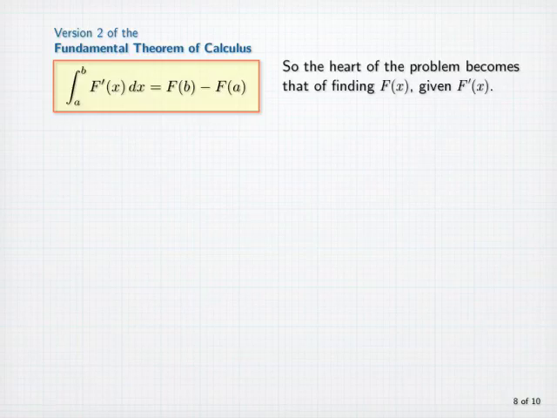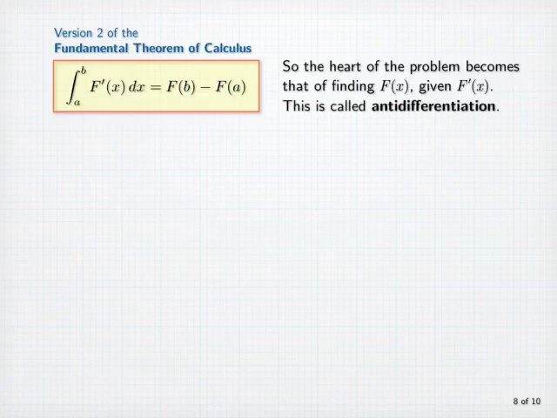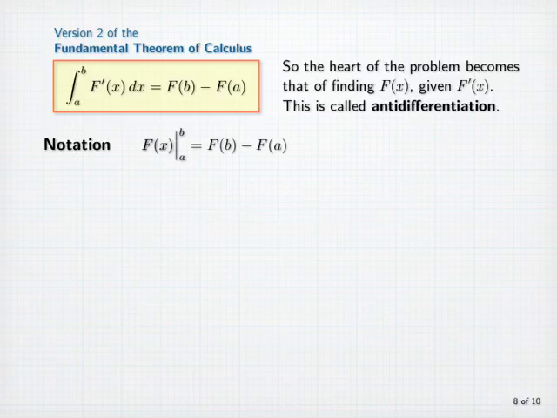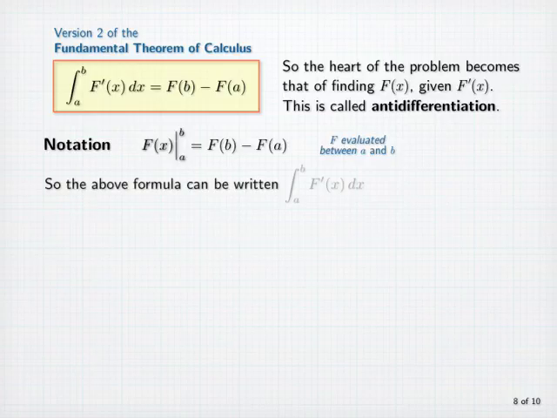So the heart of the problem now becomes that of finding capital F of x given its derivative. In other words, the problem of finding an antiderivative of the integrand. This is called antidifferentiation. Let's make a quick remark about notation here. It will be convenient to use this symbol to represent F of b minus F of a. We read this as F evaluated between a and b. So with this notation, the above formula can be written as the integral from a to b of F prime of x dx equals F of x evaluated between a and b.